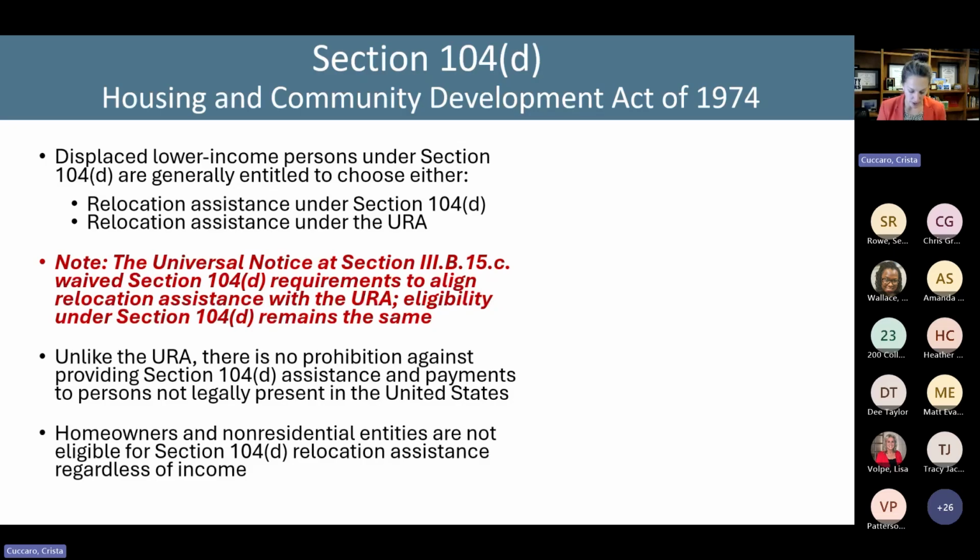One of the big things that I'll note here is that the URA prohibits aliens who are not lawfully present in the United States from receiving relocation assistance. Section 104D does not have that same prohibition. And so that is, I think, a big difference in eligibility as between the two. Additionally, under Section 104D, homeowners and non-residential entities are not eligible for Section 104D relocation assistance regardless of their income. It's another distinction with the URA.